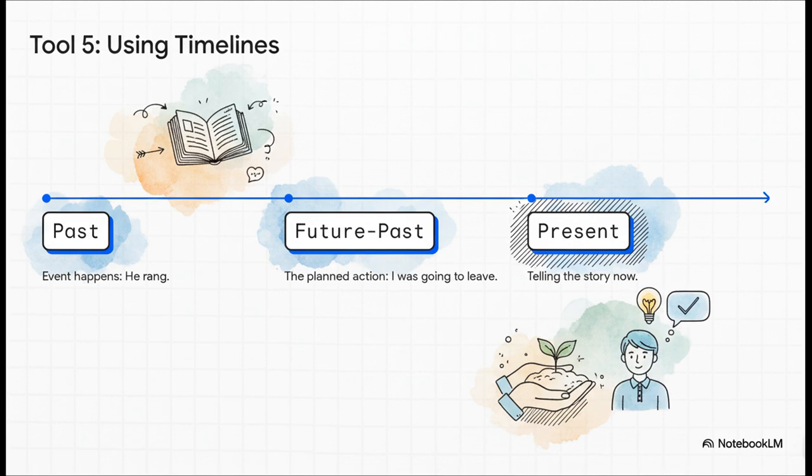Tenses can be really tricky, right? Especially something weird like, "I was going to leave when he rang." Trying to explain that with words can get confusing. But if you just draw a quick timeline on the board showing past, present, and that future in the past moment, it suddenly clicks. It makes an abstract idea visual and concrete.